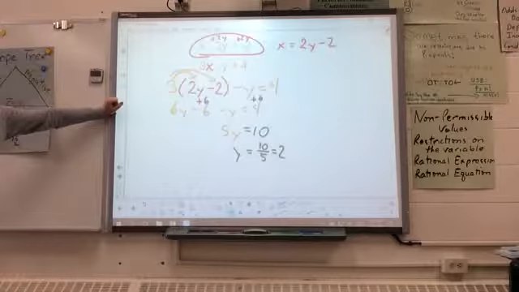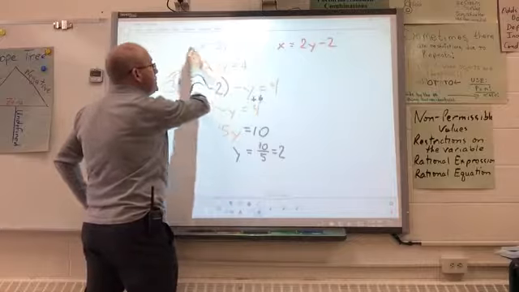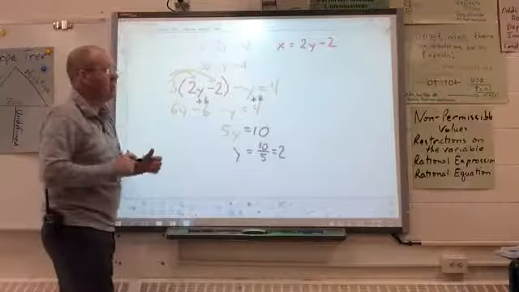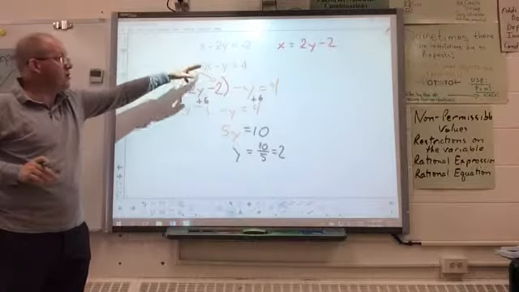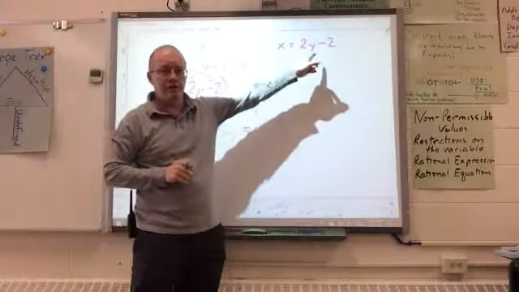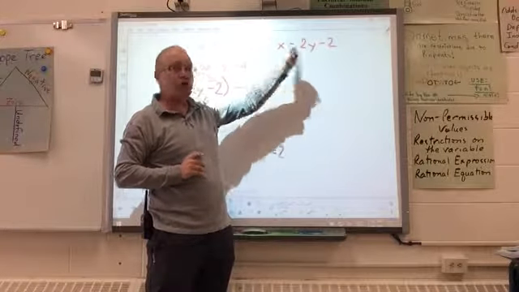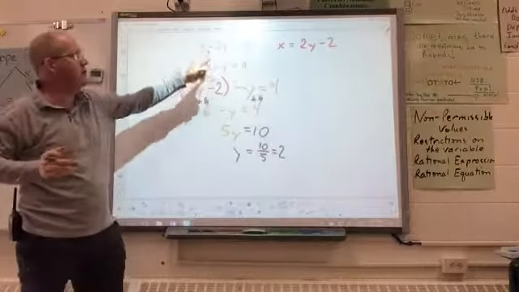Now, one last thing. As I said, the fourth thing, you've got to take this value and plug it into one of the original equations. Now, I said original. The two original equations are the purple one and the orange, not the rearranged. Because you could have made a math mistake rearranging this. You just could have. So you always go back to the original equations.